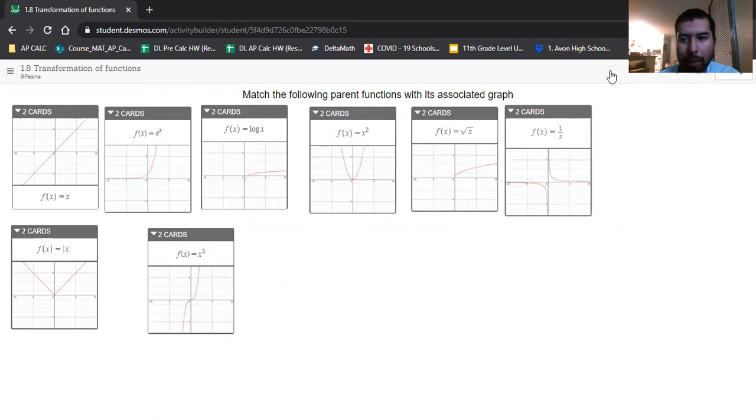So this was what we had for the introduction. A quick reminder of the parent functions. Okay, alrighty, let's go ahead and continue.